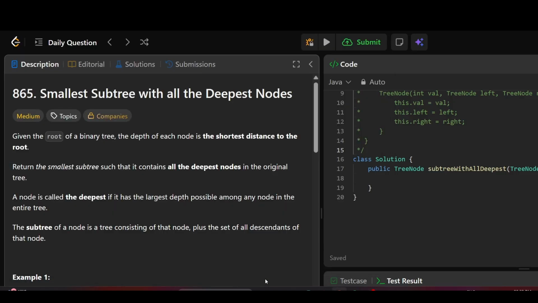Good evening, everyone. So let's solve today's LeetCode problem: Smallest Subtree with all the Deepest Nodes. Let's read out the first line.